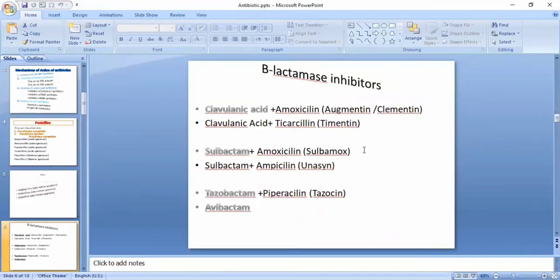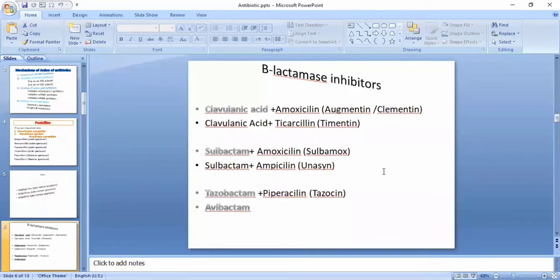And which are the drugs which have the beta lactamase inhibitor, and which are the beta lactamase inhibitors? These are the ones which I have highlighted. The clavulanic acid is a beta lactamase inhibitor. This is combined with amoxicillin, and you will be well aware of the drug.